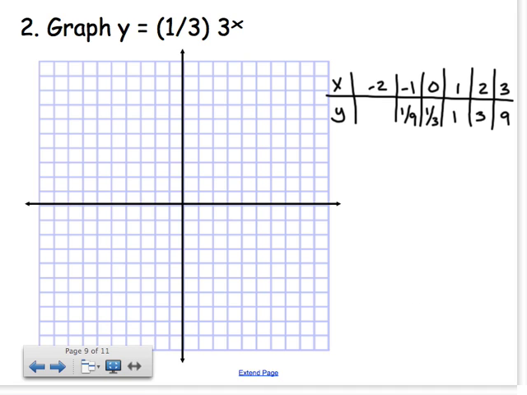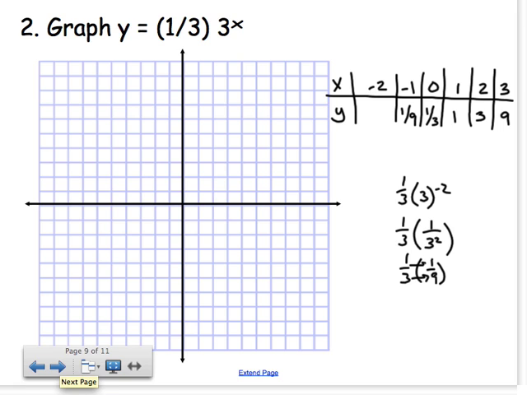If I do -2, let's do one more. So let's do 1/3 times 3 to the -2. We know that 3 to the -2 is really 1/3 squared, which is 1/9, because 3 squared is 9. And then when we multiply these, we multiply straight across. And so when we do that, I think we get 1/27. So getting pretty small in a hurry.